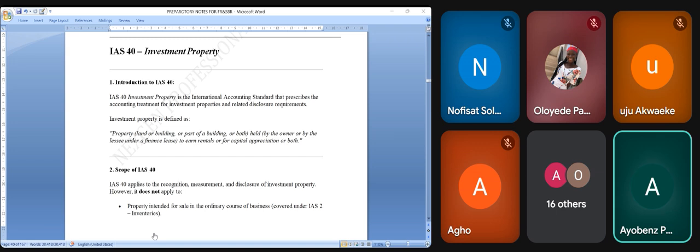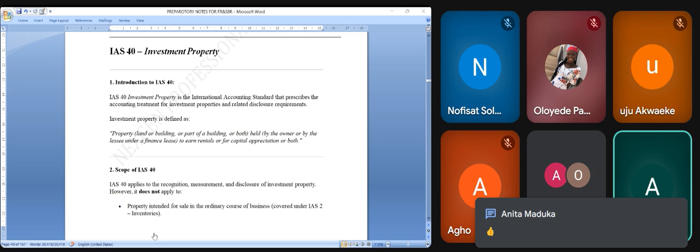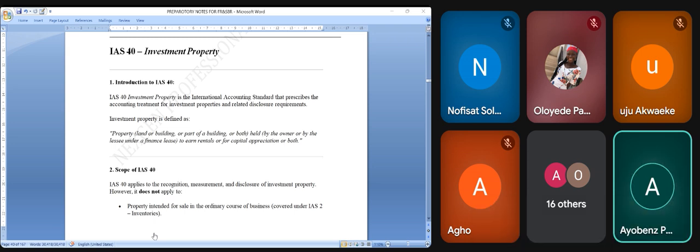Well, again tonight we just rush into what we have to look at while others are joining us. In previous classes we have been able to look at quite a number of standards, and we have a lot of standards to cover. So we just need to give some speed to whatever it is that we are doing. Now we look at this standard tonight, and that is, I think, the last standard under the non-current asset in the statement of financial position, and that is investment property.